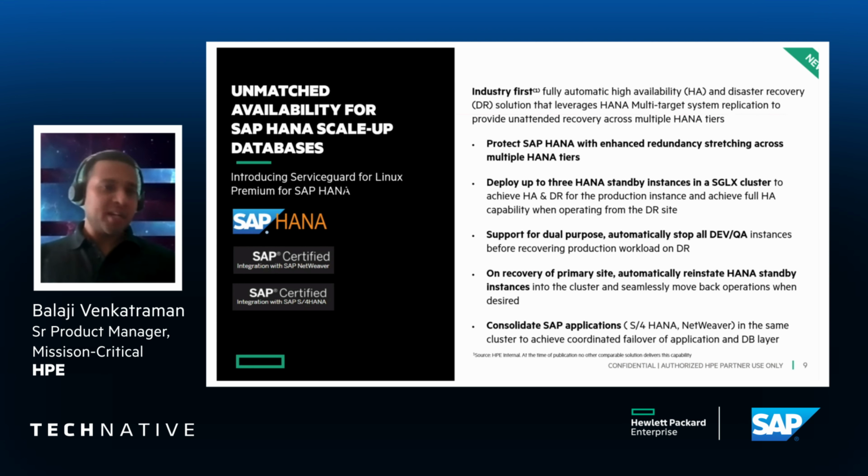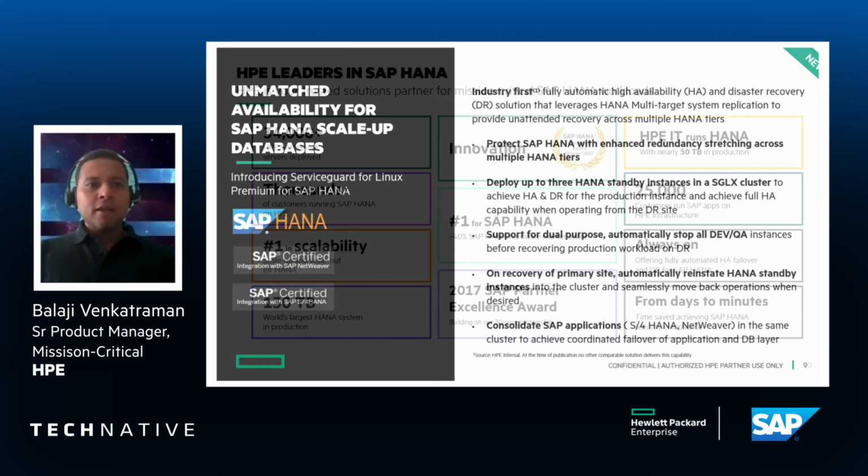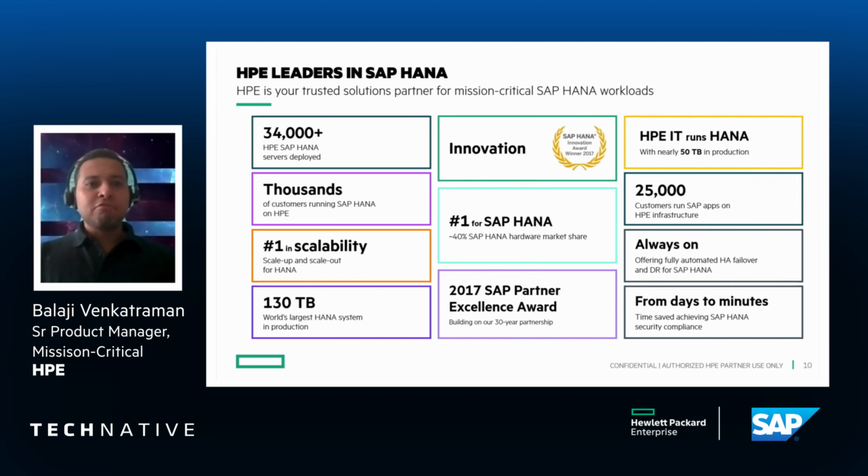So to summarize, in HPE, you have world leaders in HANA, right? So you have the number one HANA IT provider in the world. We have 40% market share. We won the SAP HANA Innovators Award in 2017. And we have the largest install base of SAP HANA customers in the world. And to add to that, with Serviceguard for Linux, you get mission critical availability for your SAP HANA deployments.